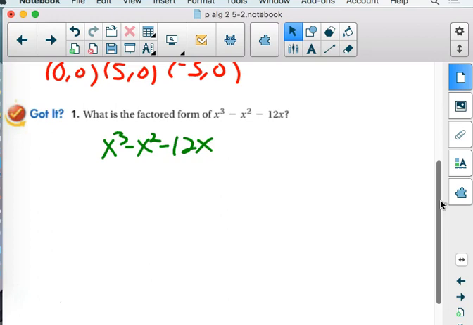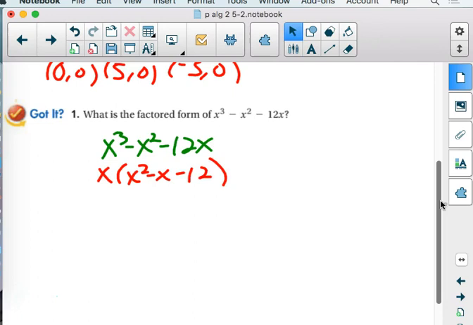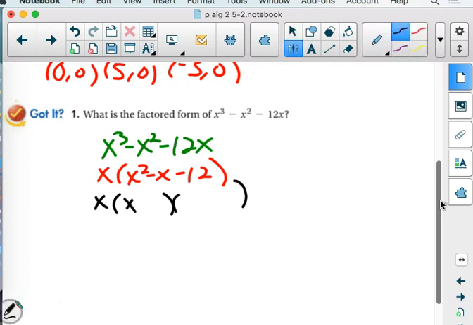Oh, you're too far ahead. We just want the first step. x. Yep. Next step. X minus 4 and x plus 3.